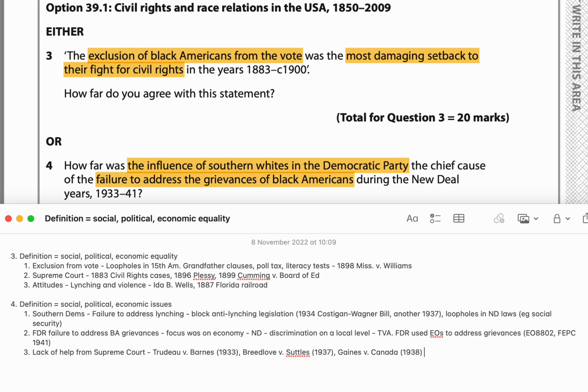So in terms of the failure to address grievances, they're not promoting, other than Gaines versus Canada, which is kind of de jure, it's not really changing things, but it is saying it must be equal. They're really not promoting civil rights or advancing civil rights in any way. Therefore, I would say that Southern Democrats were the most significant obstacle here to the advancement of Black American civil rights.